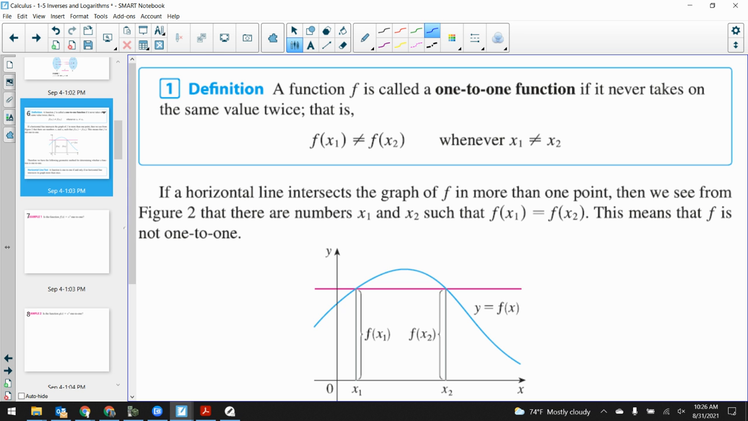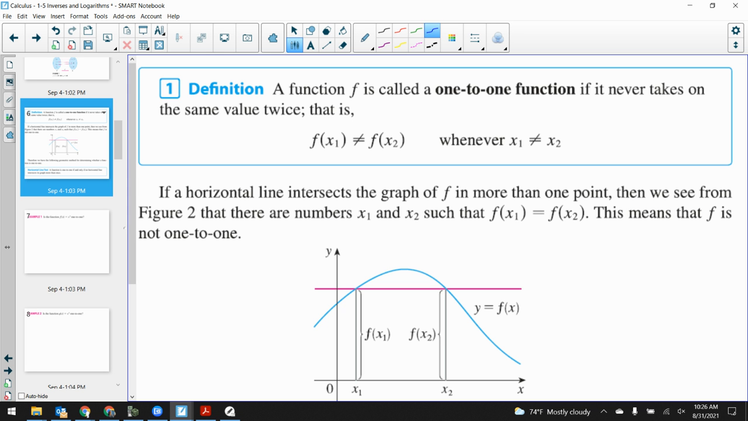Meaning I never have two of the same y values, and that's the notation here, right? f of x1, no matter what the x values are, I don't care what they are, they can be different. No matter if the x values are different, they cannot have the same y value. No two y values are produced with one function. Okay, whenever x1 is not equal to x2.